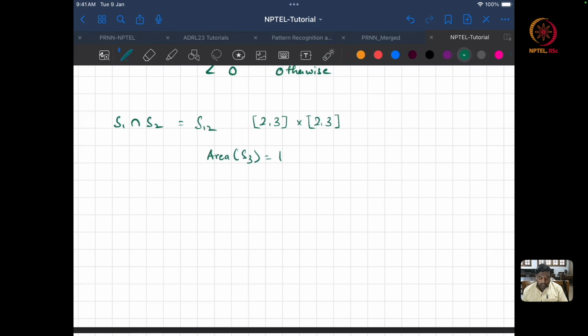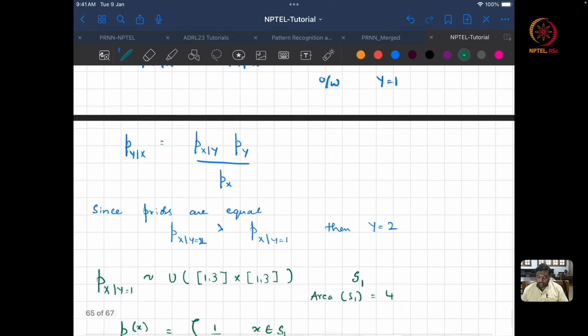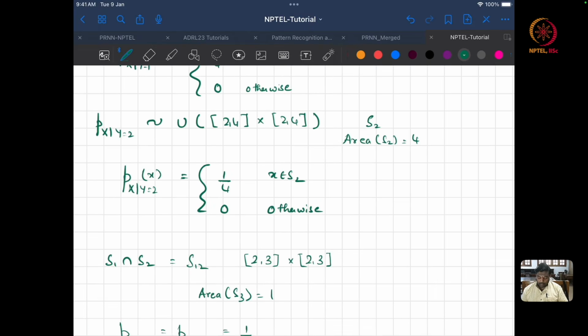So now, for any point that belongs to S3, the probability that x given y is equal to 1 equals the probability that x given y is equal to 2, which is 1/4 each. Okay. Now then what do you do? Here it's a bit of a tricky task. So now this we understood. With all these things in place, let's proceed.